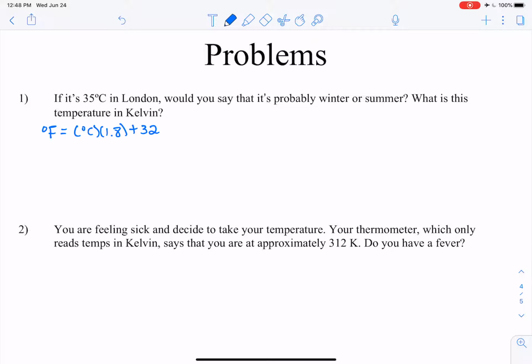So if we want a temperature in Fahrenheit, we have to multiply our Celsius temperature, which is 35, times 1.8, and we add 32 to that. That is going to give us 95 degrees Fahrenheit. Now, 95 degrees Fahrenheit in London is definitely summer.